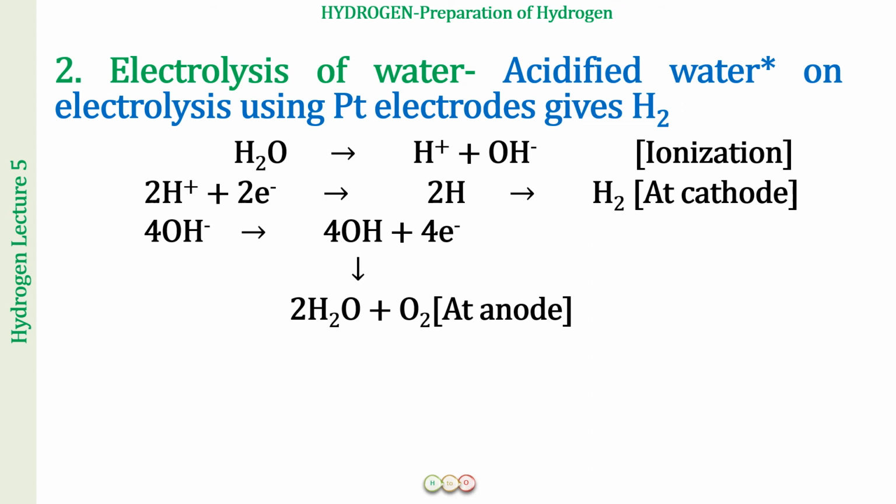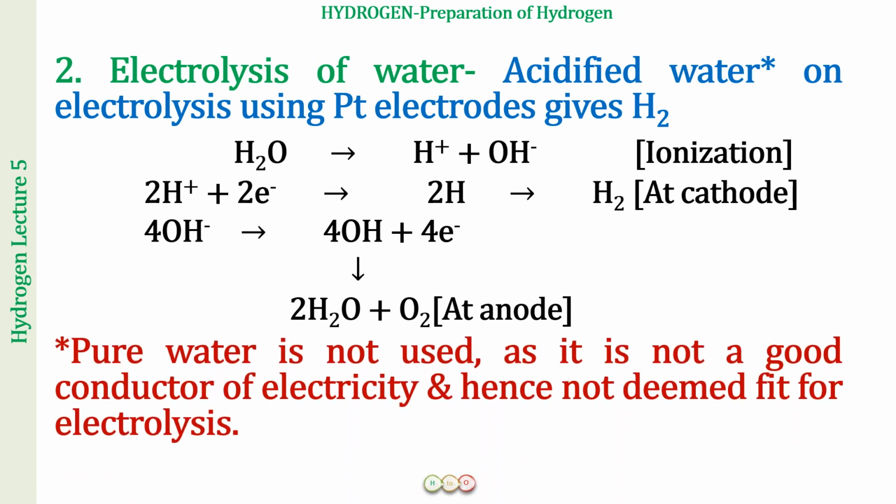Now one thing that you have to remember over here is that we are always using acidified water, or you can also alkalize the water. 15 to 25% of an acid or alkali in the water is essential for the electrolysis of water. We never use pure water for electrolysis purposes because it is not a good conductor of electricity and hence not deemed fit for electrolysis. Ionization is going to happen only in the presence of an acid or an alkali.